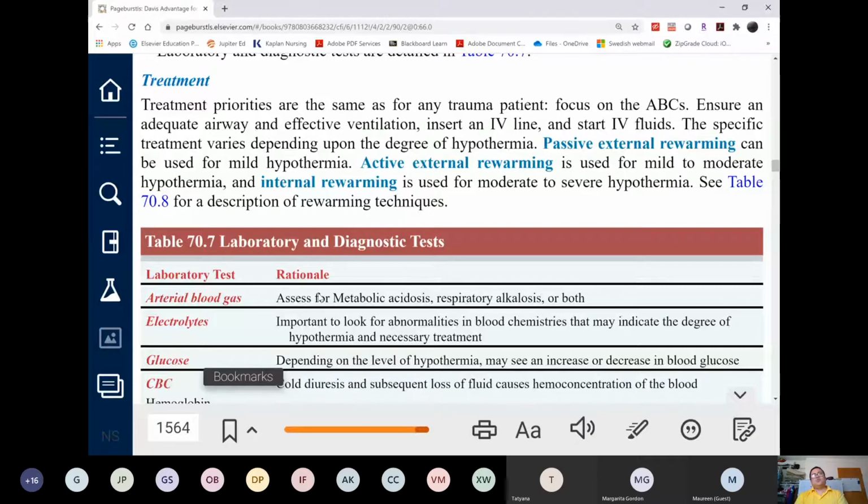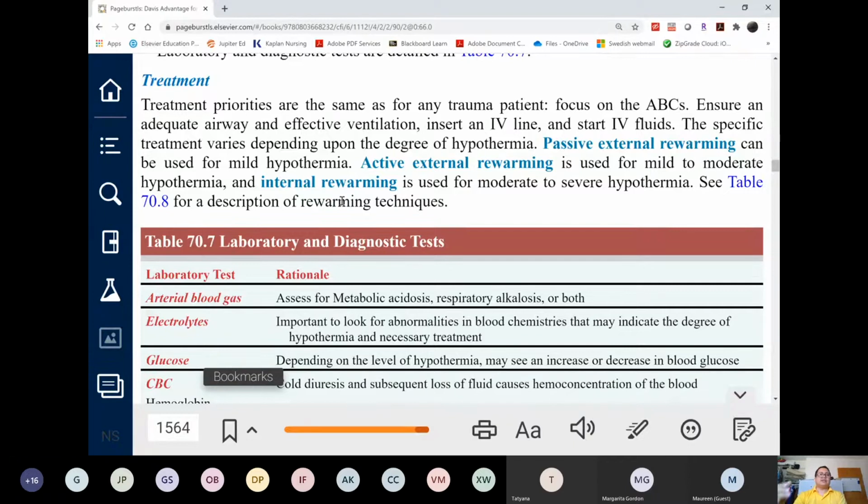So just like with what we did in malignant hyperthermia, where we were cooling the patient inside and outside, we will also do the same in hypothermia. So especially with severe hypothermia, the patient will be warmed internally and externally as well. There are a few principles that we will follow, especially when we're dealing with moderate to severe hypothermia. So please read the passive and active rewarming here.